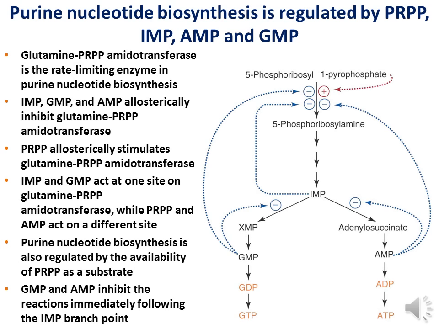IMP and GMP act at one site on the aminotransferase, while PRPP and AMP act on a different site. Purine nucleotide biosynthesis is also regulated by the availability of PRPP as a substrate. The more PRPP that is available, the more that the pathway will be driven. Also, GMP and AMP can allosterically inhibit the enzymatic reactions immediately following the IMP branch point.